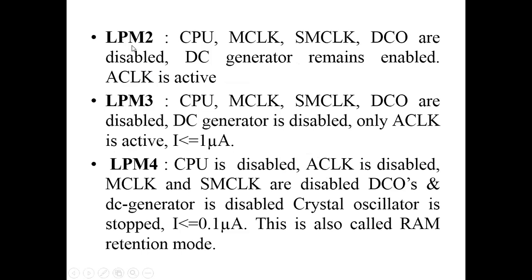Coming to low power mode 2, along with the CPU and master clock, the SMCLK and the DCO are also disabled. Hence, the current consumption is reduced further. Still, ACLK and the DC generator are active. In low power mode 3, the CPU, MCLK, SMCLK, and DCO are disabled. Along with that, the DC generator is also disabled, but only ACLK stays active. Because of that, current consumption is reduced to 1 microamp.